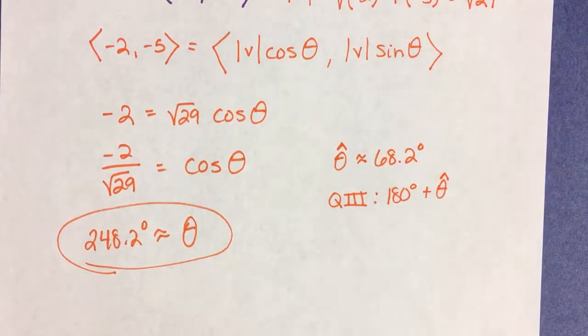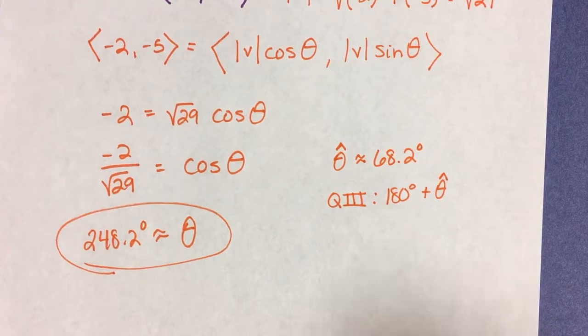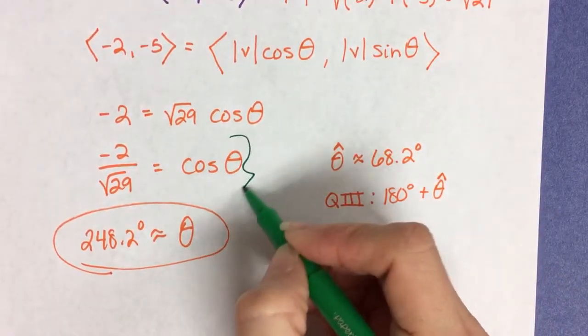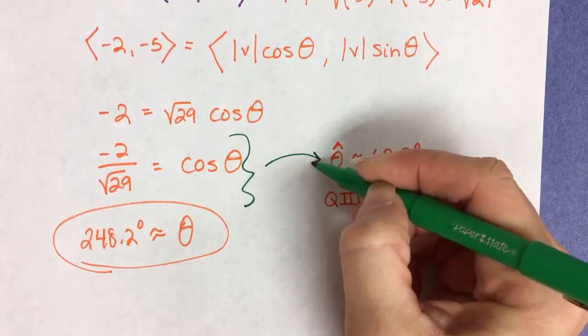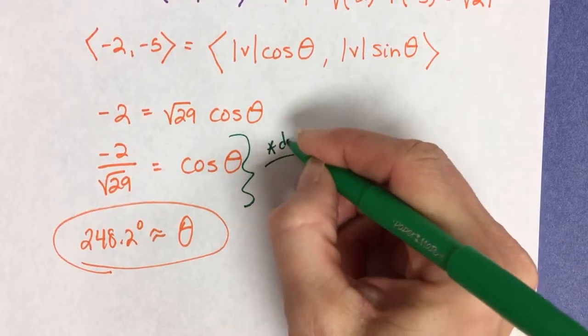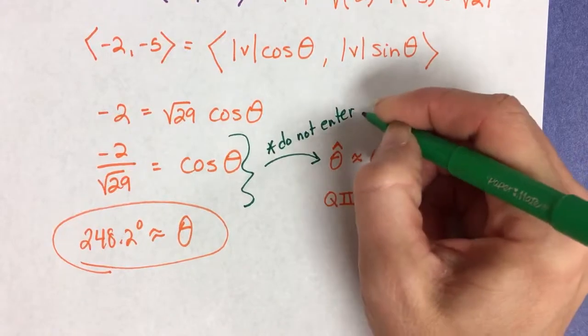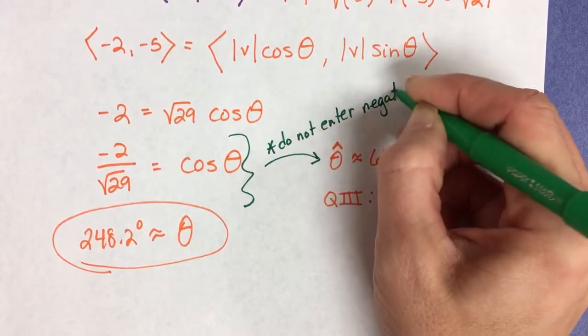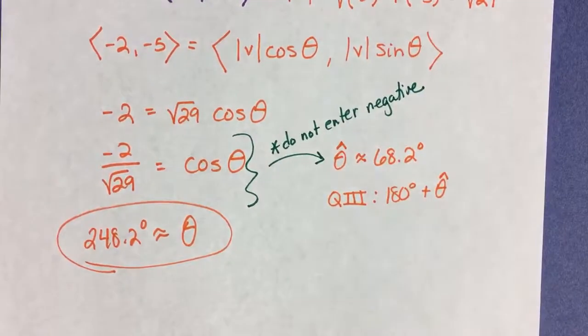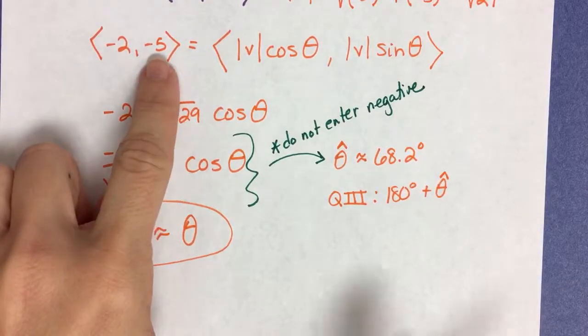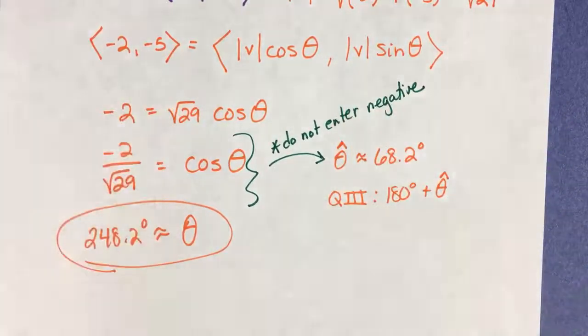So you might want to make a note that from here you get your reference angle. Do not enter negative. Okay, now, you can use the -5 equal this half, and you're going to have to handle it exactly the same way, and you'll still get exactly the same angle when you do that.